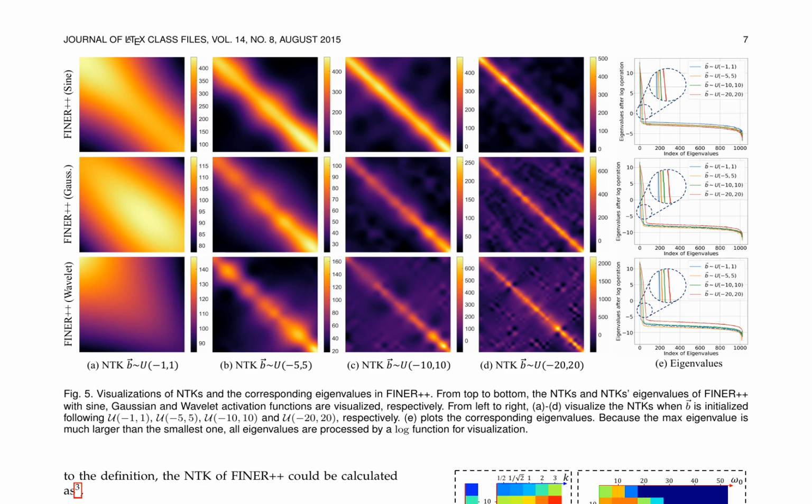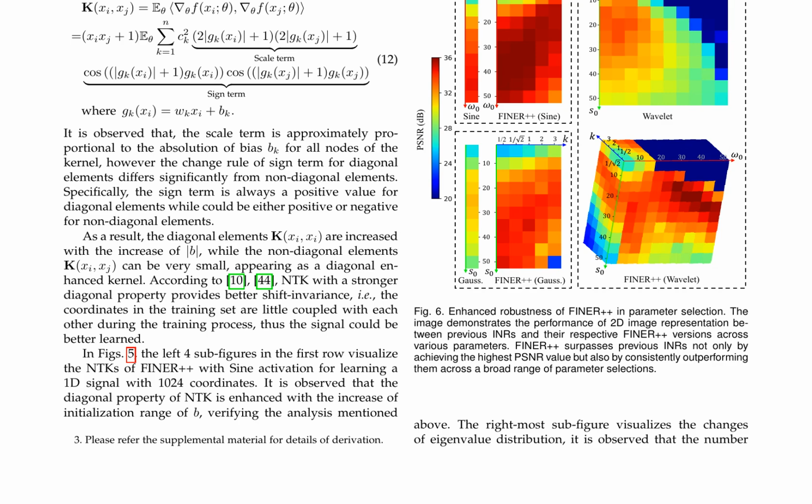This is because the scale term in the NTK is approximately proportional to the absolute value of the bias, while the sign term differs significantly between diagonal and non-diagonal elements. As a result, the diagonal elements of the NTK increase with the increase of b, leading to a stronger diagonal property. This property provides better shift invariance, allowing the network to learn the signal more effectively.